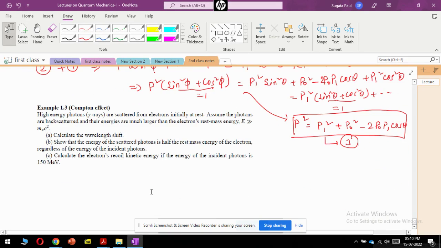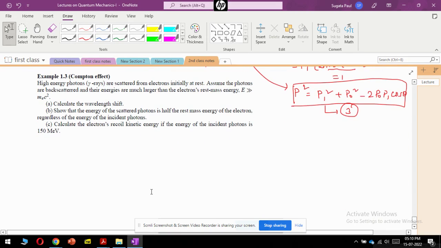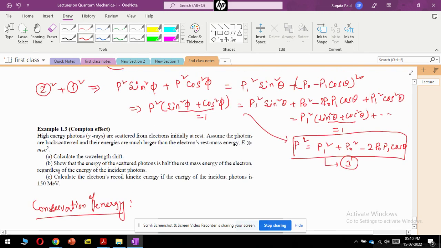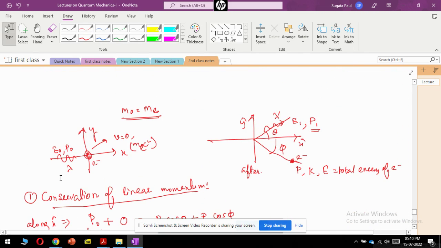Now secondly, just continuing this derivation, we will use the conservation of energy, which is also very crucial in physics problems. Conservation of energy before and after collision should be maintained. So what is the conservation of energy? Now we see before the collision, it is important to mention that it is a standard fact that a photon has rest mass 0. Photon's rest mass is always 0.